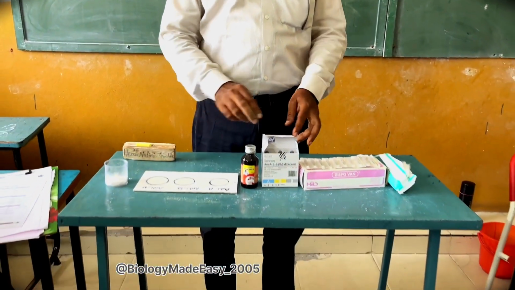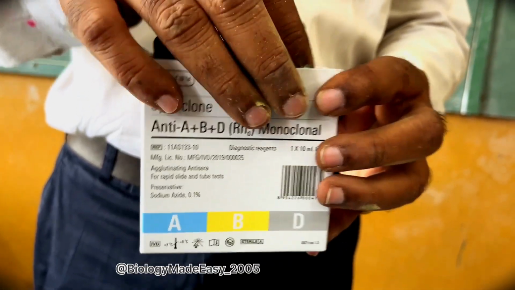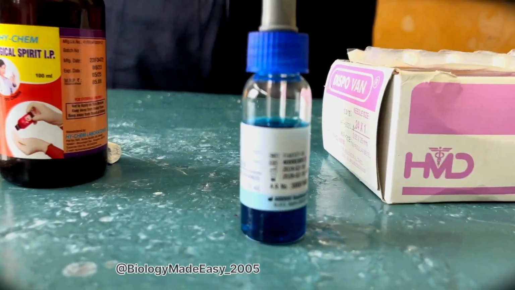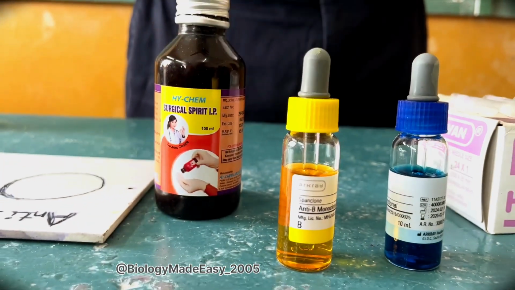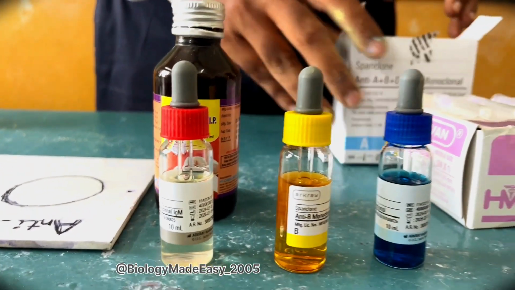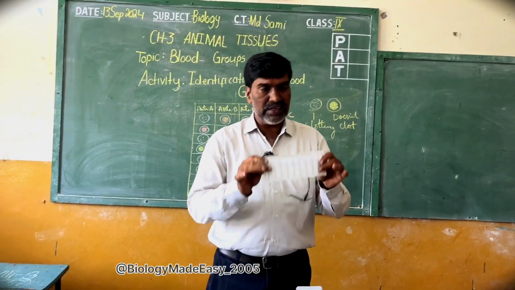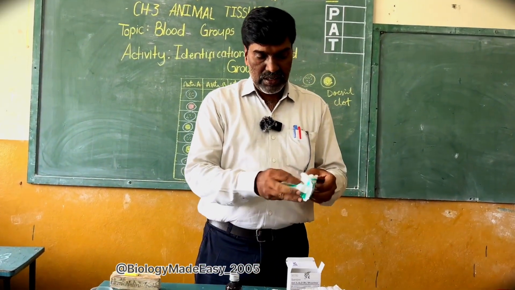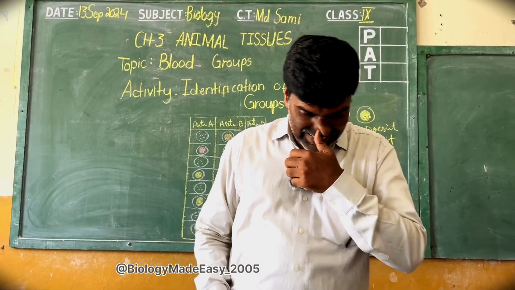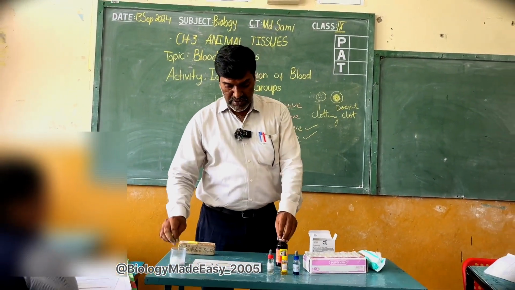Now we require a blood identification kit. It contains three serums: anti-A, anti-B, and anti-D or RH factor. Then we need surgical spirit, needles, and cotton. The needles are disposable. We use them only once for every person, and cotton balls with surgical spirit. So what do we have to do first?